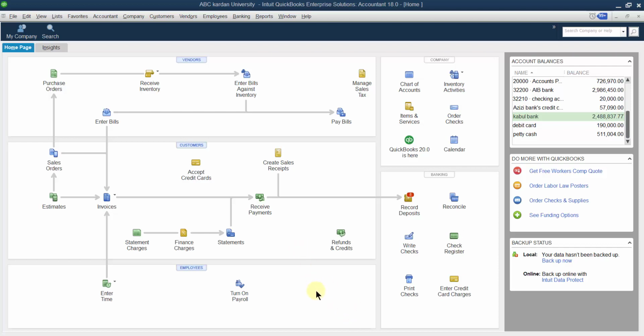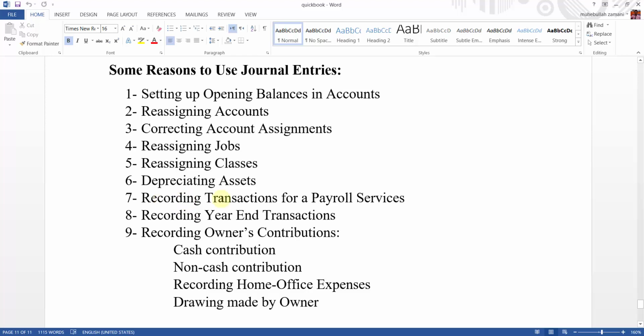Bismillah ar-Rahman ar-Rahim. So let us go for the next usage of the general journal entry, and that is recording transactions for the payroll services. Let us say, for example, as I said before, we cannot manage the payroll with QuickBooks.